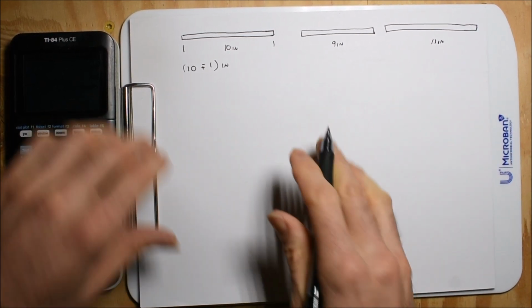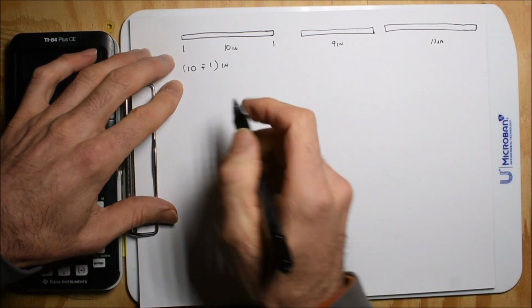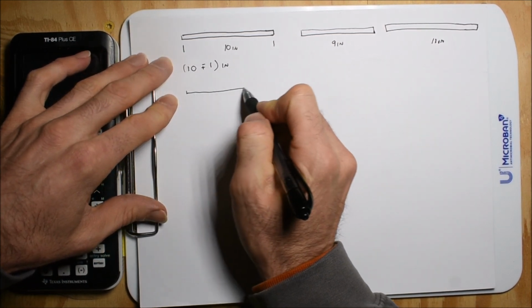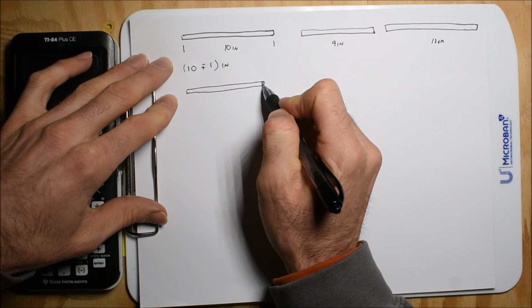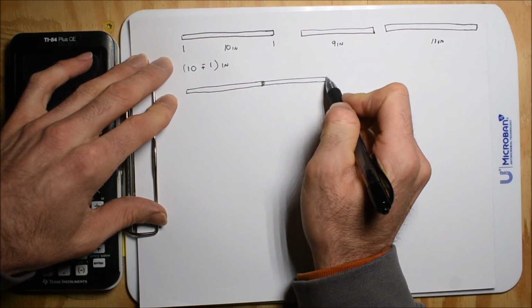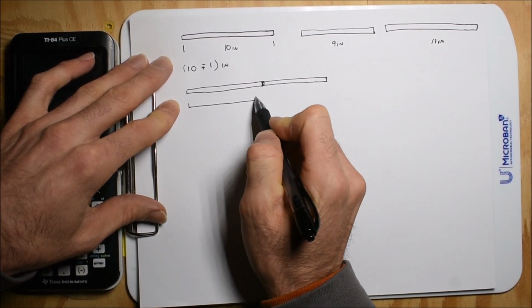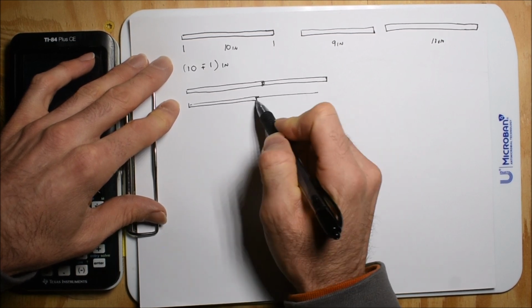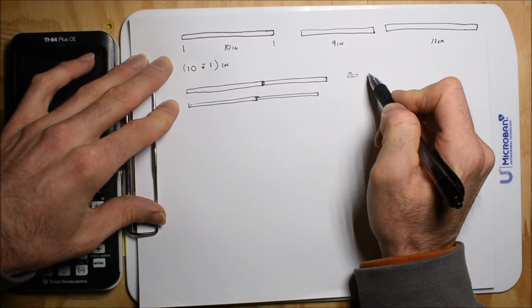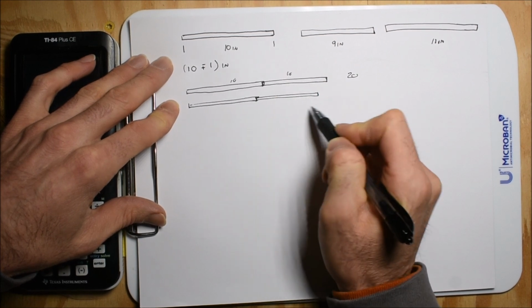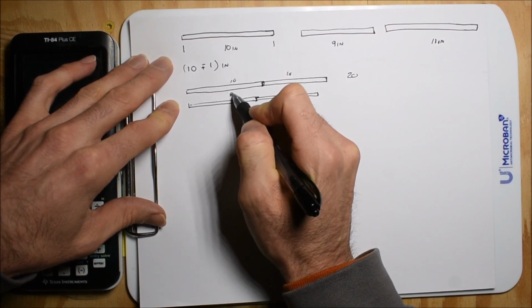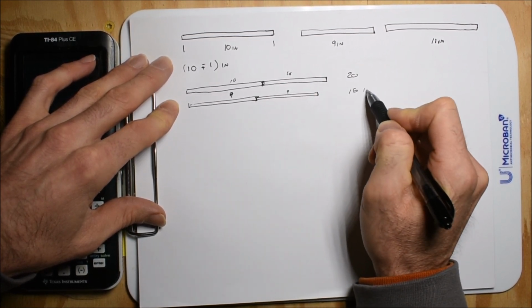Okay, so now let's say we're going to make something. Let's say we add 2 of these 10s together. It should be 20, because you've got 10 plus 10. But it might be only 9 plus 9, which would be 18 inches.